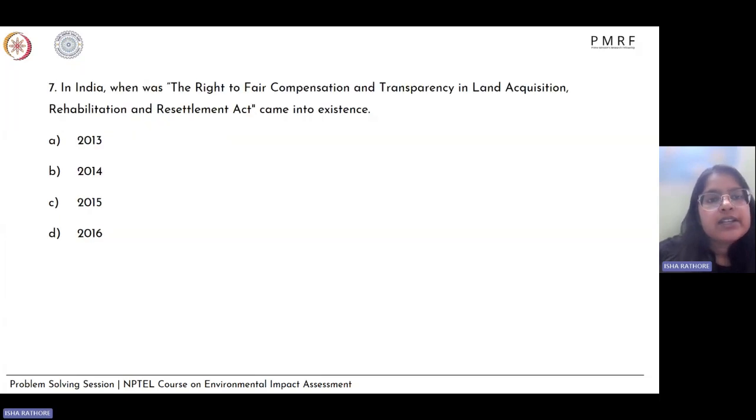Moving on, in India, when did the Right to Fair Compensation and Transparency in Land Acquisition, Rehabilitation and Resettlement Act come into existence? Was it A, 2013, B, 2014, C, 2015, or D, 2016? So the correct answer is A, 2013. That is the Right to Fair Compensation and Transparency in Land Acquisition, Rehabilitation and Resettlement Act. It was enforced in 2013. So A, 2013, is the correct answer.